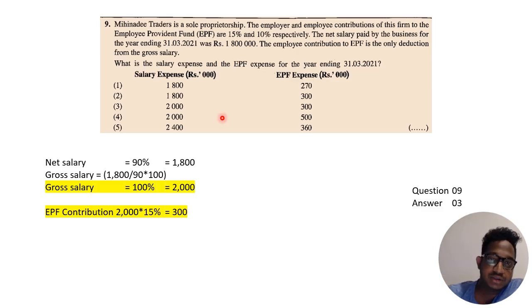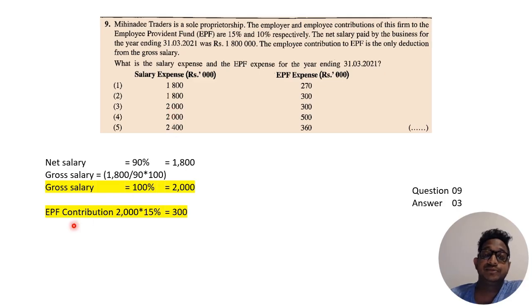Right? So here it's given the net salary. Net salary means after deducting that 10% employee contribution. So in this case, net salary is equal to 90%, which means 1,800. If you know 90% is 1,800, then you can get the gross salary. 100% is 2,000. How do you get that? 1,800 divided by 90 into 100. So your gross salary should be 2,000, right? So the salary expense should be 2,000.